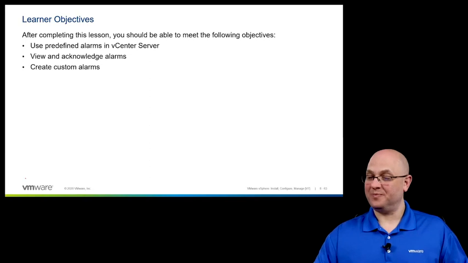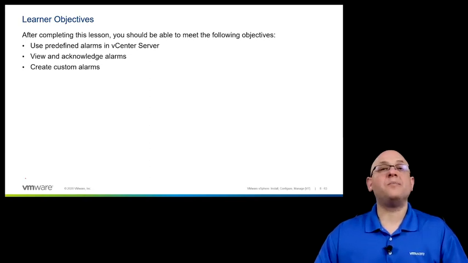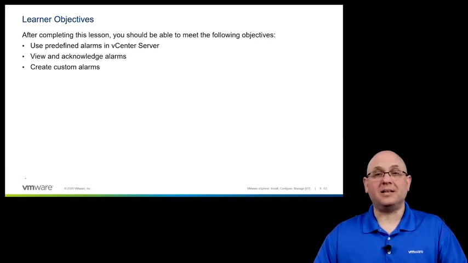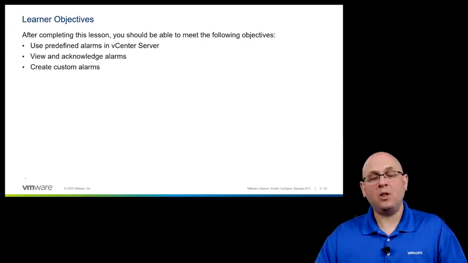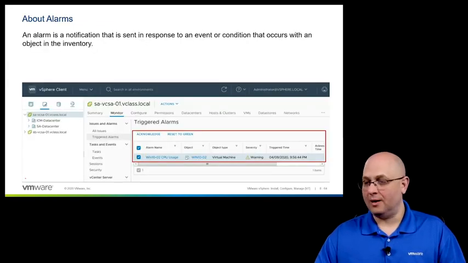Now that we understand so much about performance charts and the importance of getting the resources that our virtual machines need, we're going to have a look at alarms so that we can be notified in the event of any issues. We'll have a look at some of the predefined alarms that exist in vCenter, and we'll look at how we view and acknowledge those alarms. And we'll also have a look at how we customize these alarms as well.